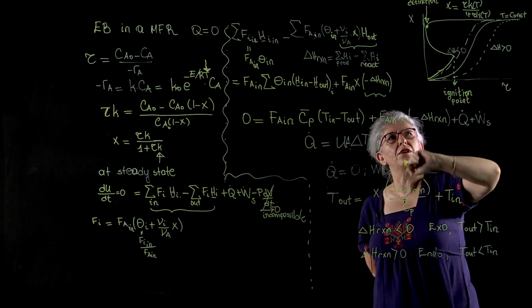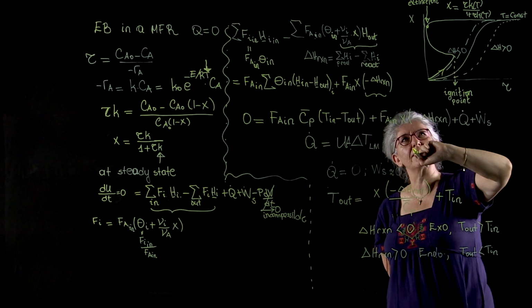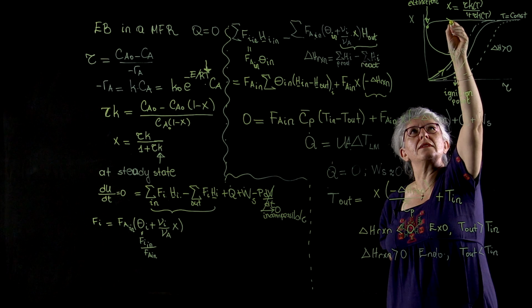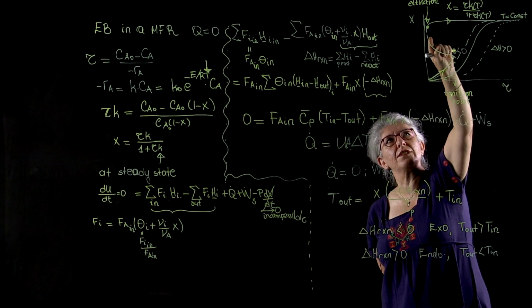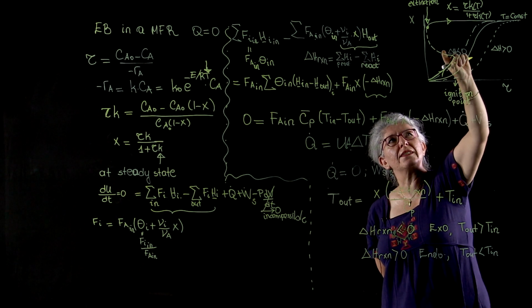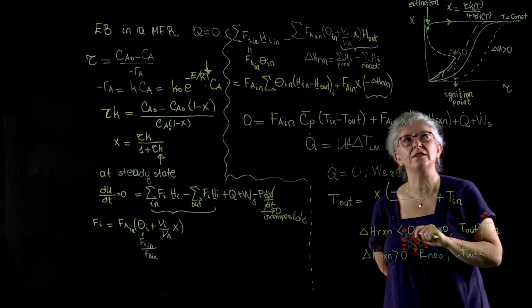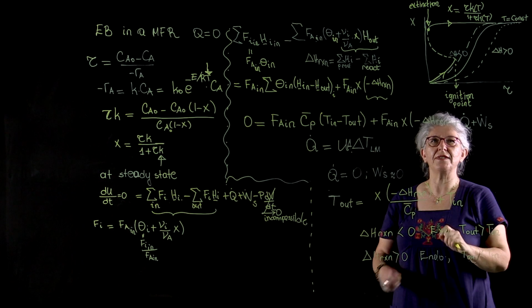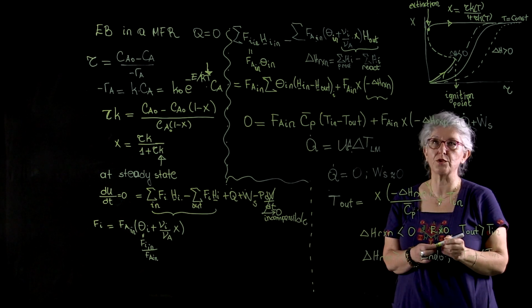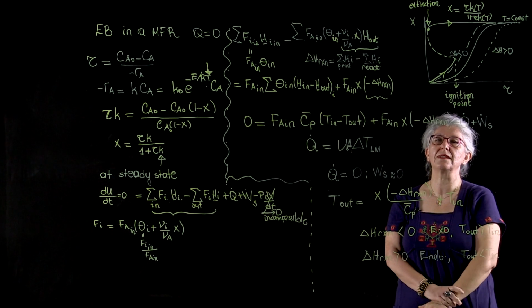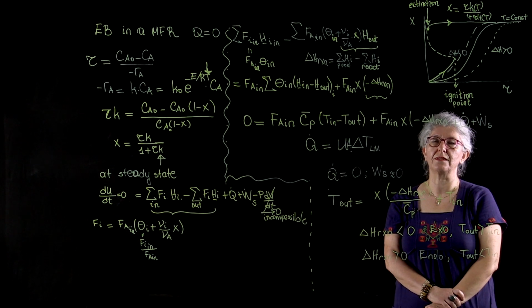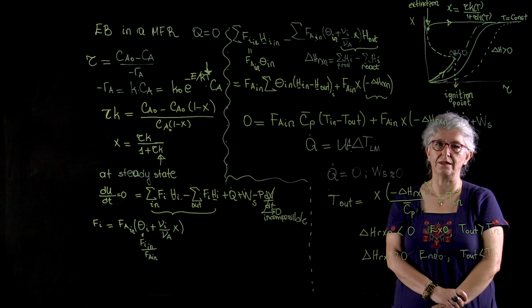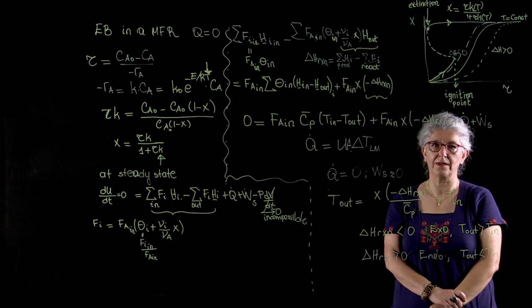This portion of the curve is stable. This portion of the curve is stable. However, this portion is unstable. As you can deduce, as we increase the space-time, the conversion decreases. And this part of the discussion is the reactor stability discussion. We will consider this in depth in a subsequent video.